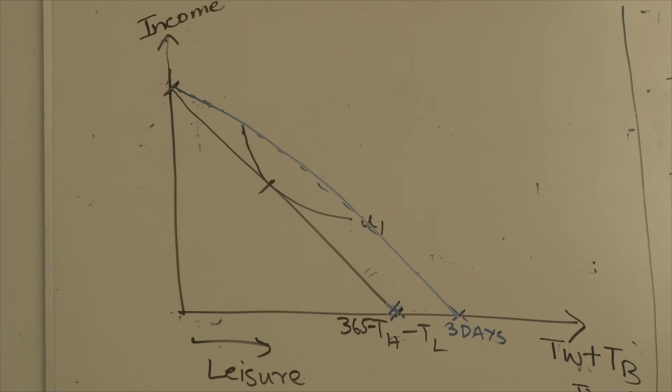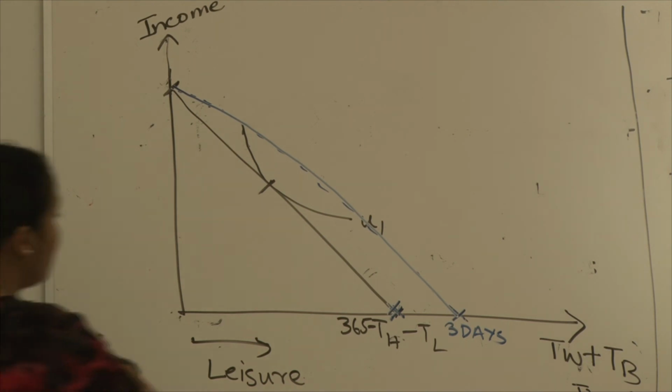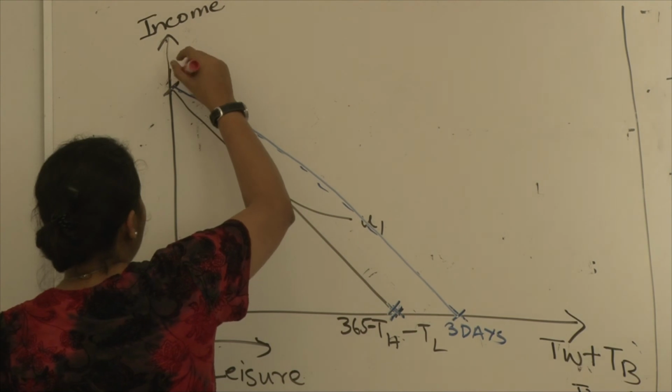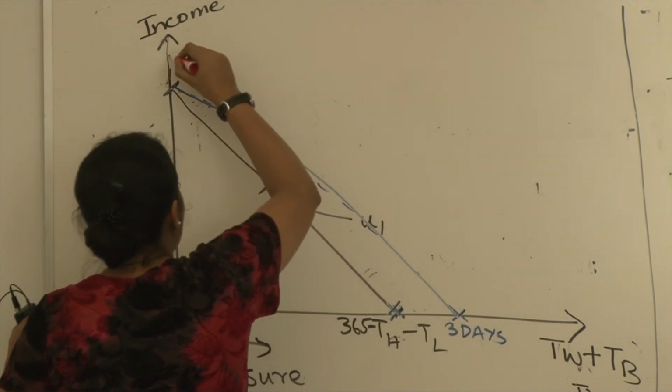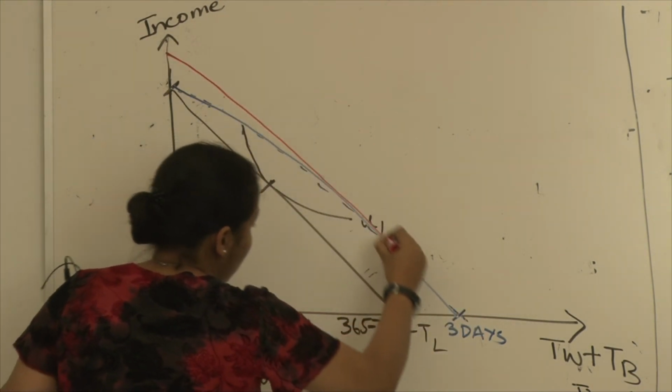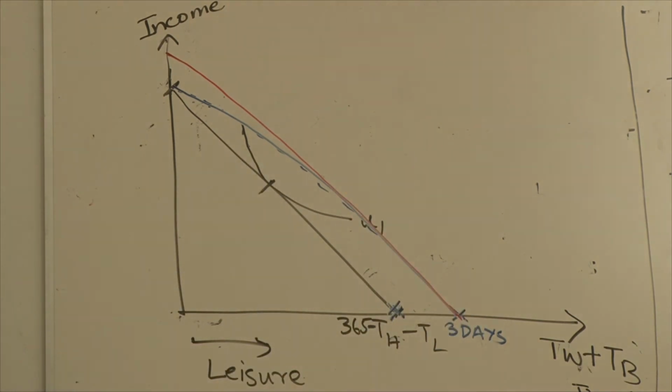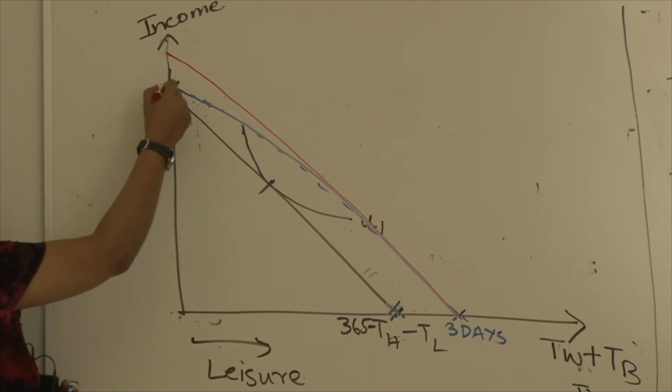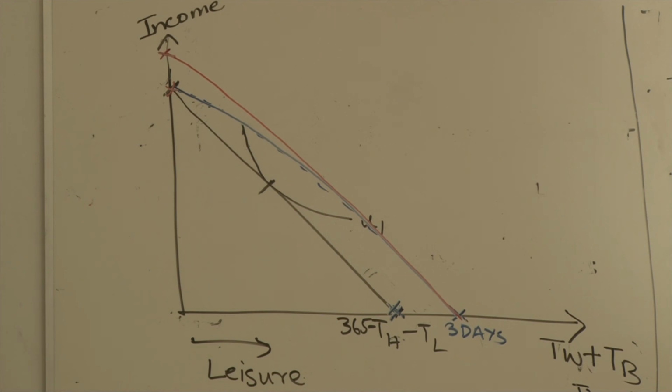Or if you spend at least 1 day out of those 3 in going to work, then there is quite a possibility that your budget line will look like the red one, where the red one, if you see, is parallel, whereas the blue one has a fixed point there, the red one has a change in that. Are you following what I am trying to say? Yes?